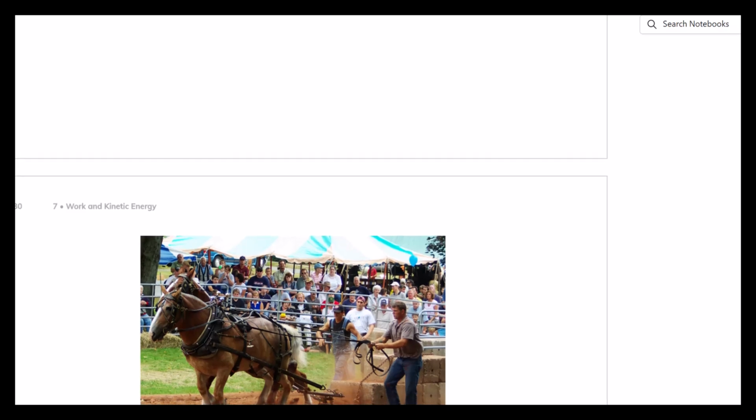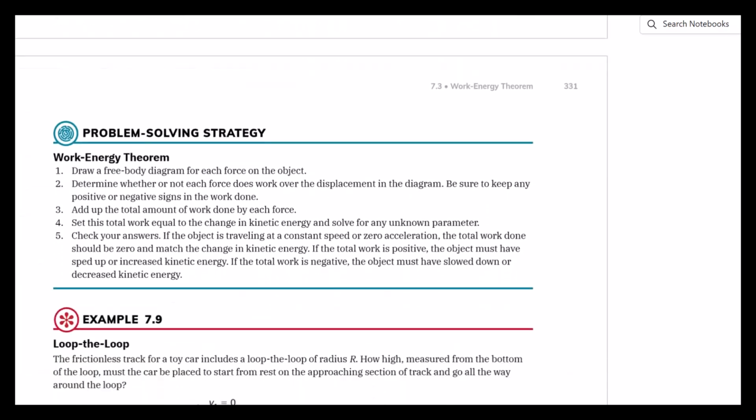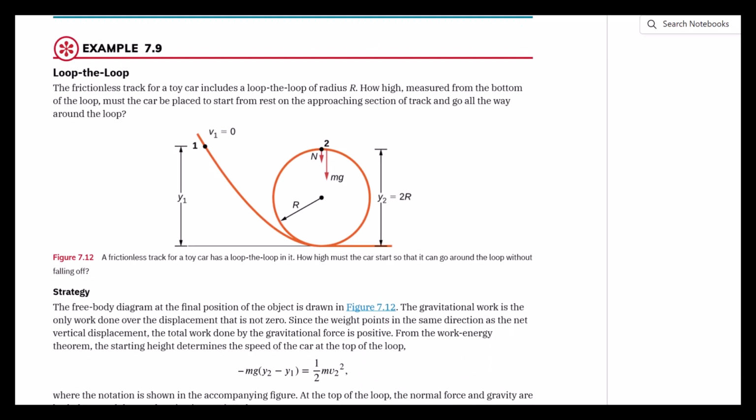All right, so let's look at this problem. Frictionless track for a toy car, loop-de-loop. How high must it be placed to start from rest on the approaching section of track and go all the way around the loop? Okay.